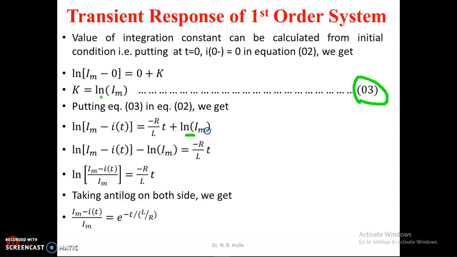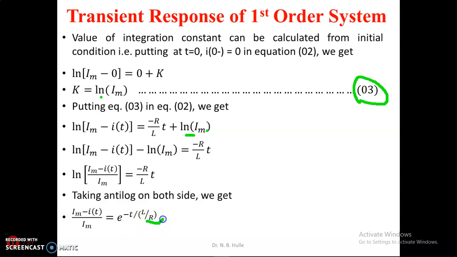Now we will shift this log of Im term to the left hand side, then it will be log of A minus log of B, meaning log of this term minus log of Im, which is equal to minus R by L into t. We will use the formula log A minus log B is log A upon B, so here it is log of (Im minus i(t)) upon Im, which is equal to minus R by L into t. Now we will take the antilog on both sides. On this side, (Im minus i(t)) divided by Im is equal to e raised to the power of minus t into L divided by R.